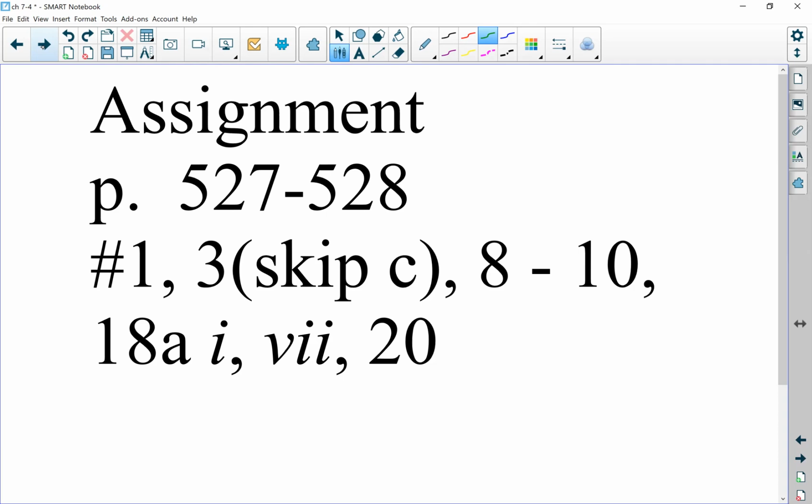18 is going to be an interest problem, and it's going to ask you to compound it yearly first, which is just I equals PERT. And then part 7 is continuously compounded, and parts 2 through 6 are different compounding periods. That would be kind of busy work to do. I just want you to see the difference if we compound it yearly or annually as opposed to continuously.